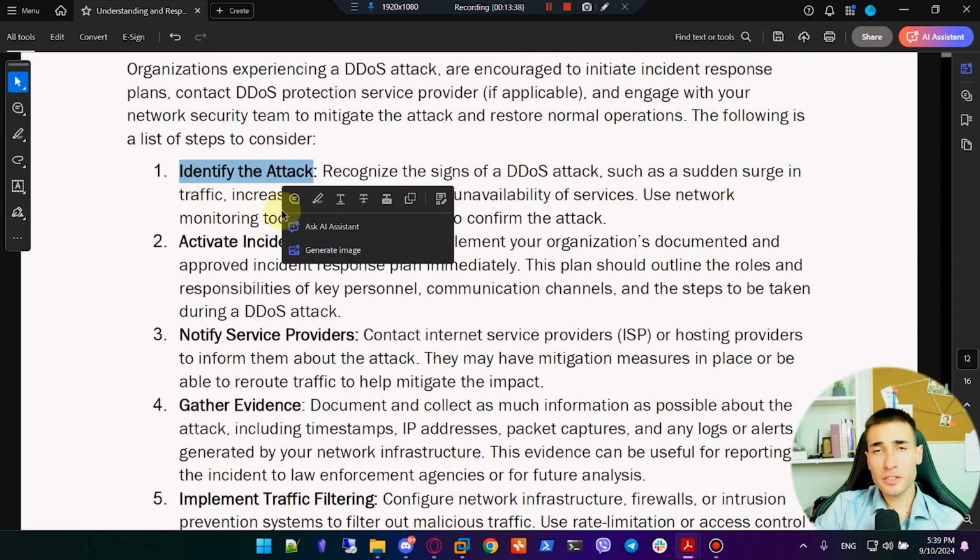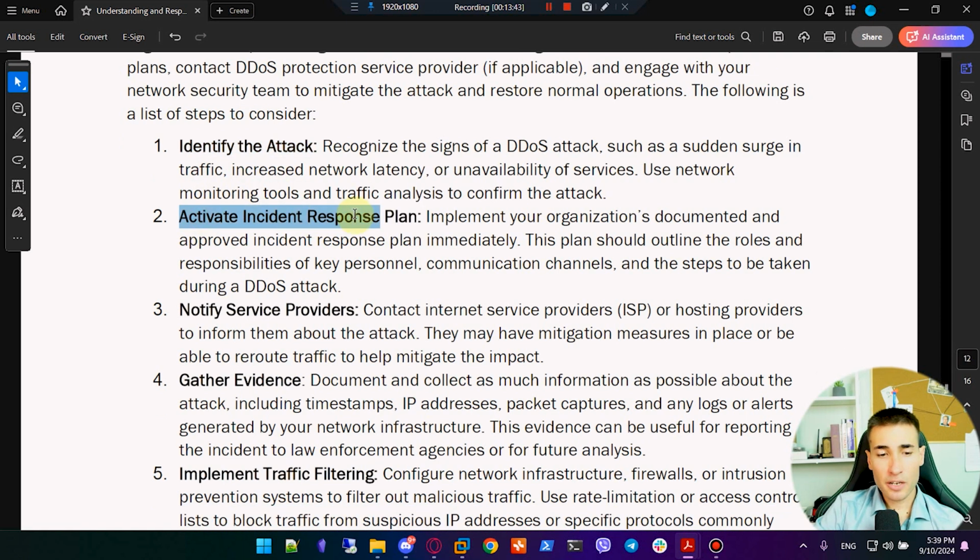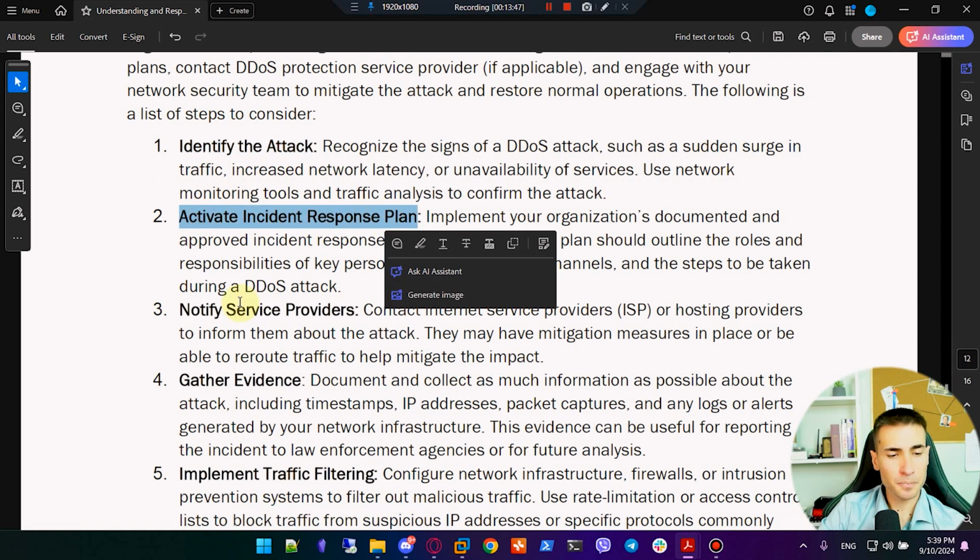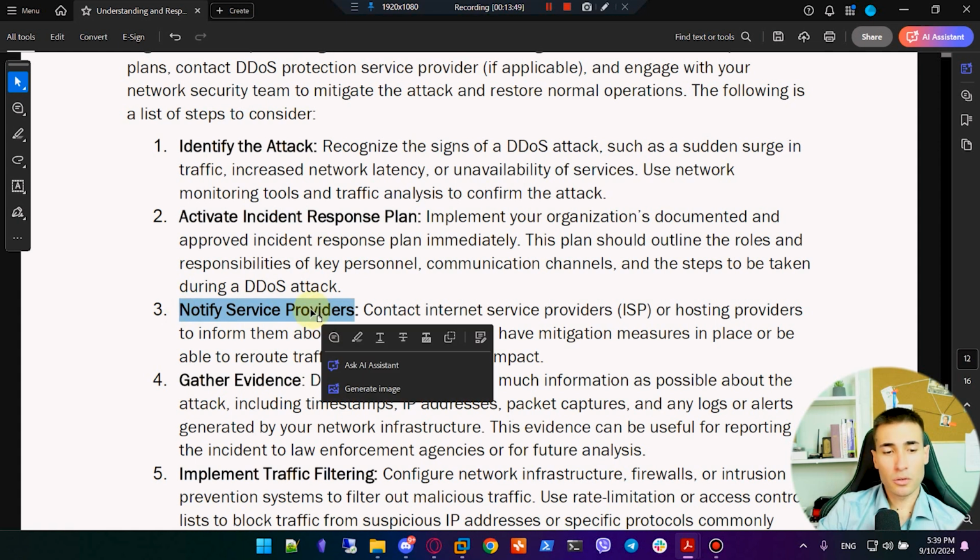First, you need to identify the attack, right? Then you have to have an incident response plan so that you can use it. Then you need to notify your service providers. That's the ISP. From my personal experience, I had an incident where a cybercriminal organization was targeting my website with a distributed denial of service, which failed because I had an action plan.